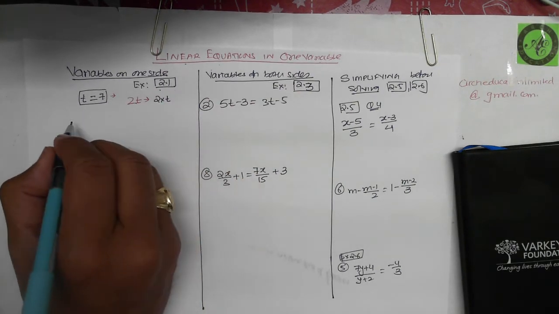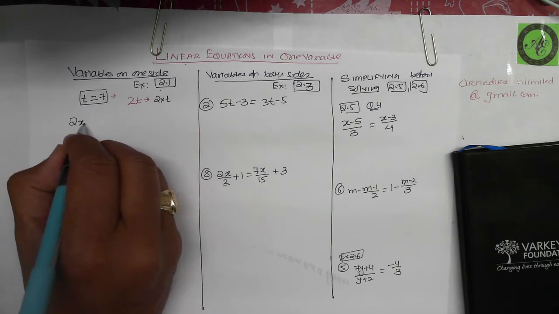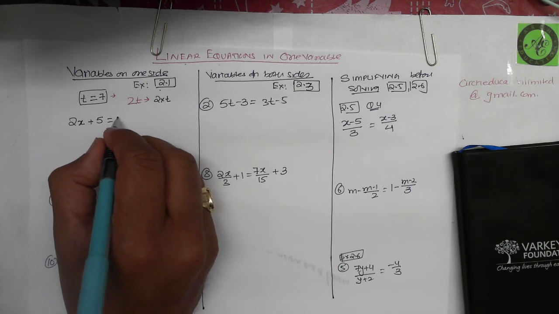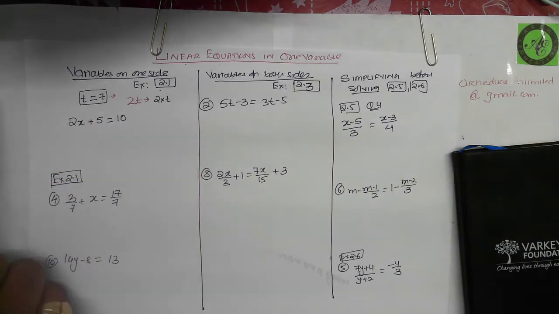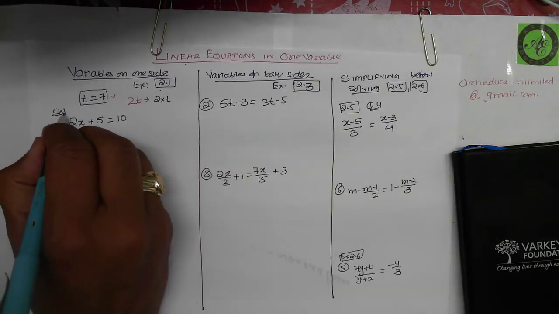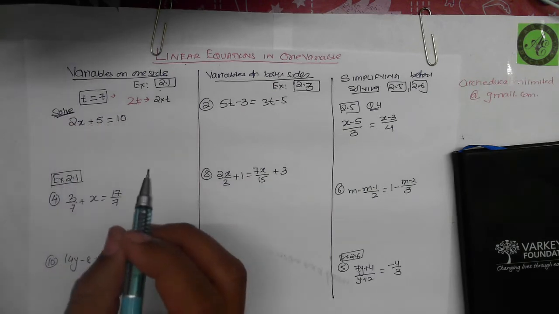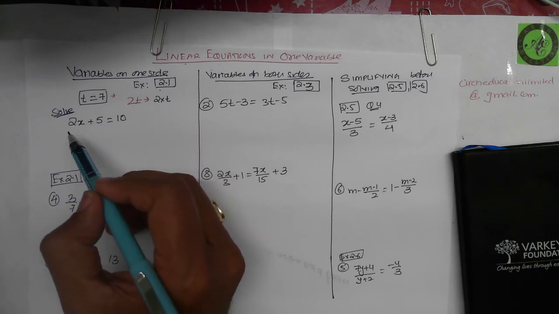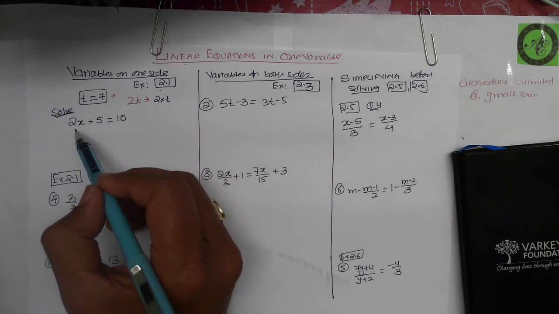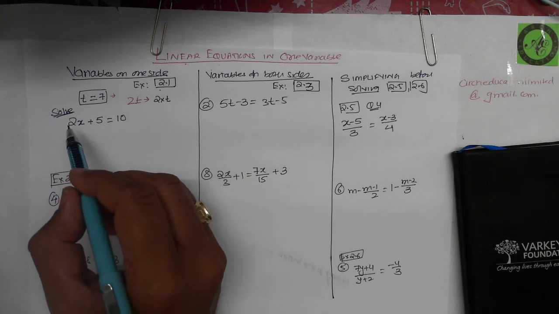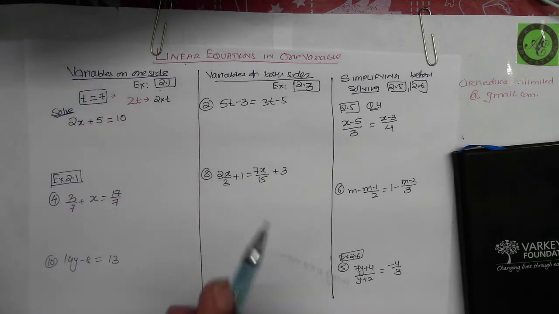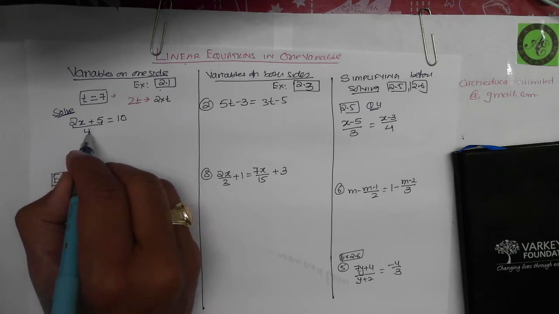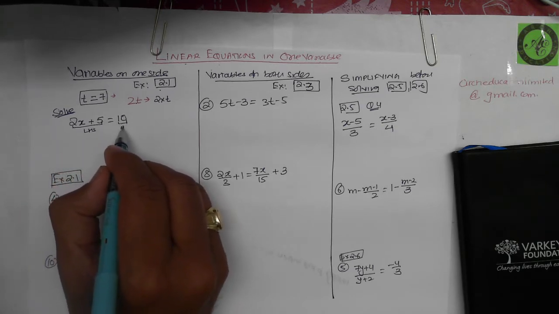So if I get 2x plus 5 equals, let's say, 10, and you've been asked to solve this equation, what does that mean? You need to work out the value of the letter which satisfies this equation. That means if you take that letter out and put that value in, the left hand side of the equation stays balanced with the right hand side.